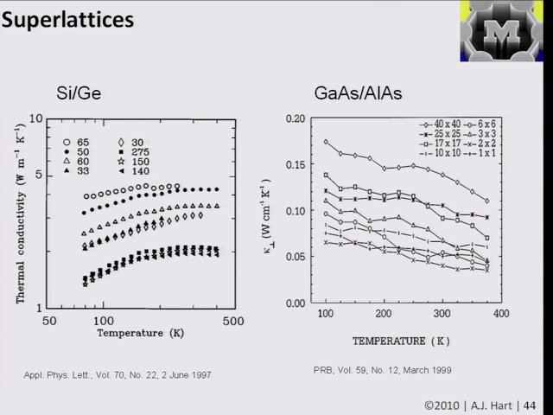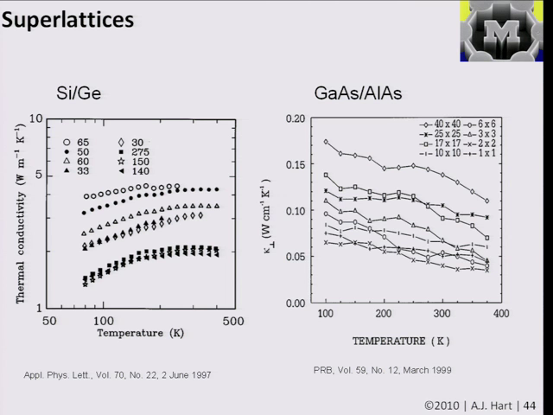This is, I think, 65 angstroms. And then, I think these are angstroms. So 65 atoms, more or less, 50 atoms, 30 atoms, and so on. And you can see that the number of atoms in each period affects the thermal conductivity across the superlattice.